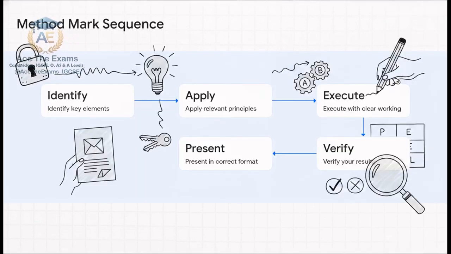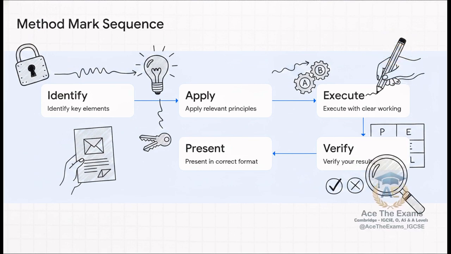Now, to reliably hit all of those cognitive domains every single time, you need a system. You can't just wing it. This right here is the method mark sequence. This procedural framework practically guarantees you marks because it literally forces you to show the examiner your working logic, step by step.